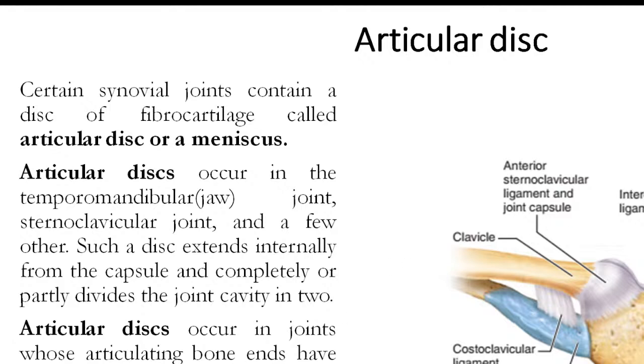Articular discs occur in joints whose articulating bone ends have somewhat different shapes. The articular disc fills the gaps and improves the fit, thereby distributing the load more evenly and minimizing wear and damage. Now what you see is the sternoclavicular joint.